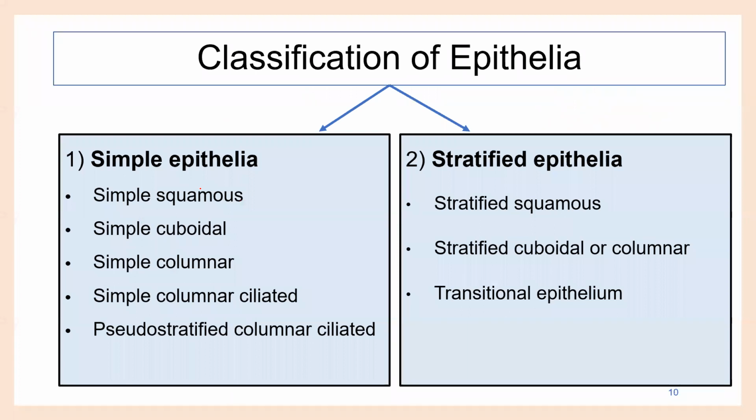Going on to the classification, I think we've gone through this. You know this very well. You have the simple epithelia and the stratified epithelia. We'll talk about simple squamous, simple cuboidal, simple columnar ciliated, pseudostratified columnar ciliated, and the stratified squamous, two types, stratified cuboidal and columnar, and the transitional epithelium, right?